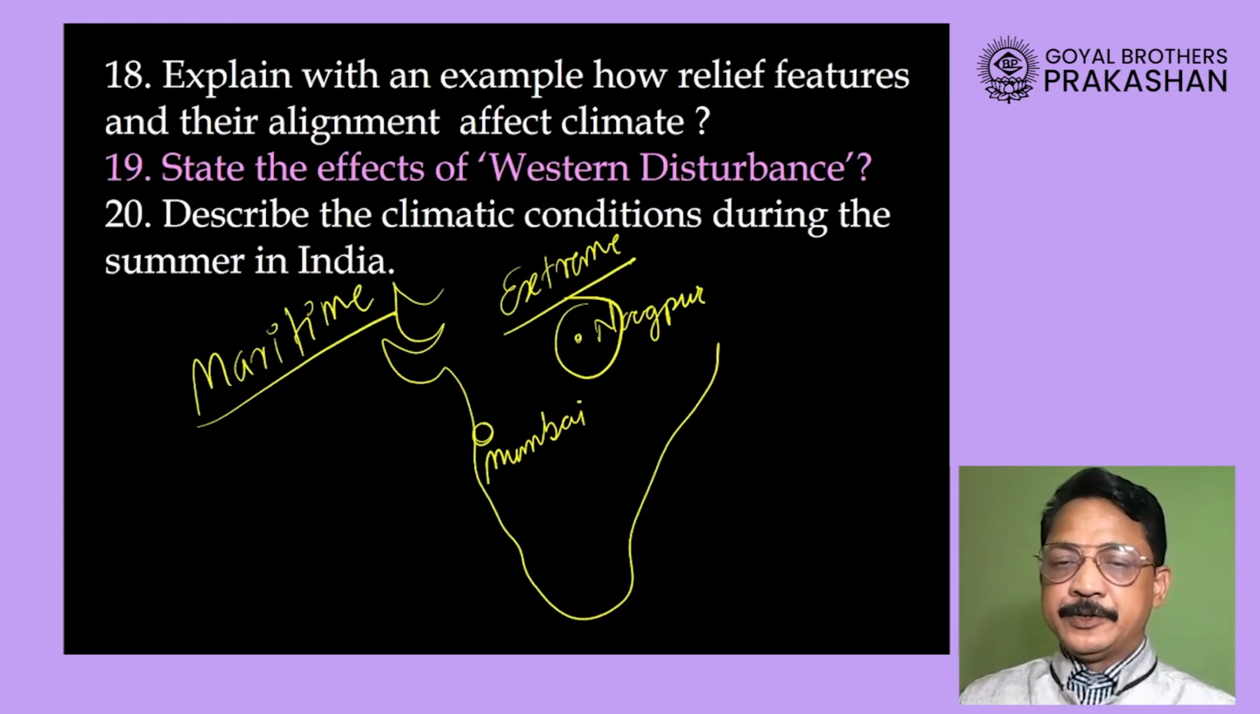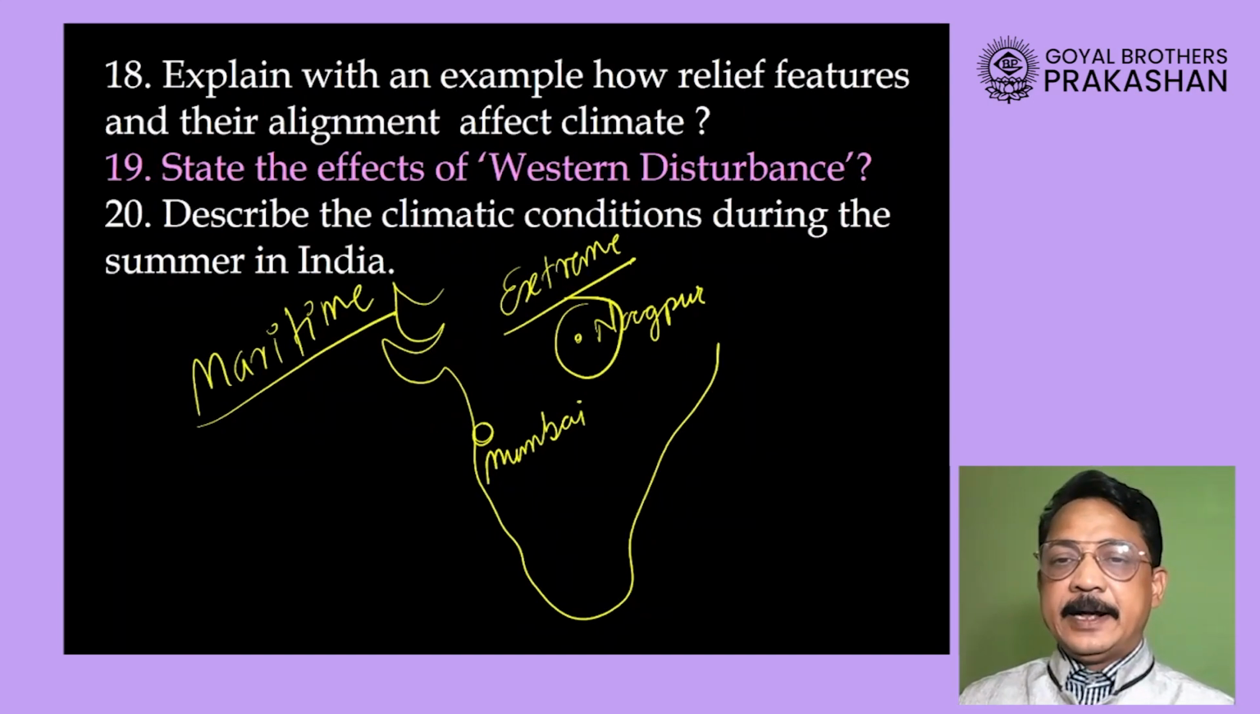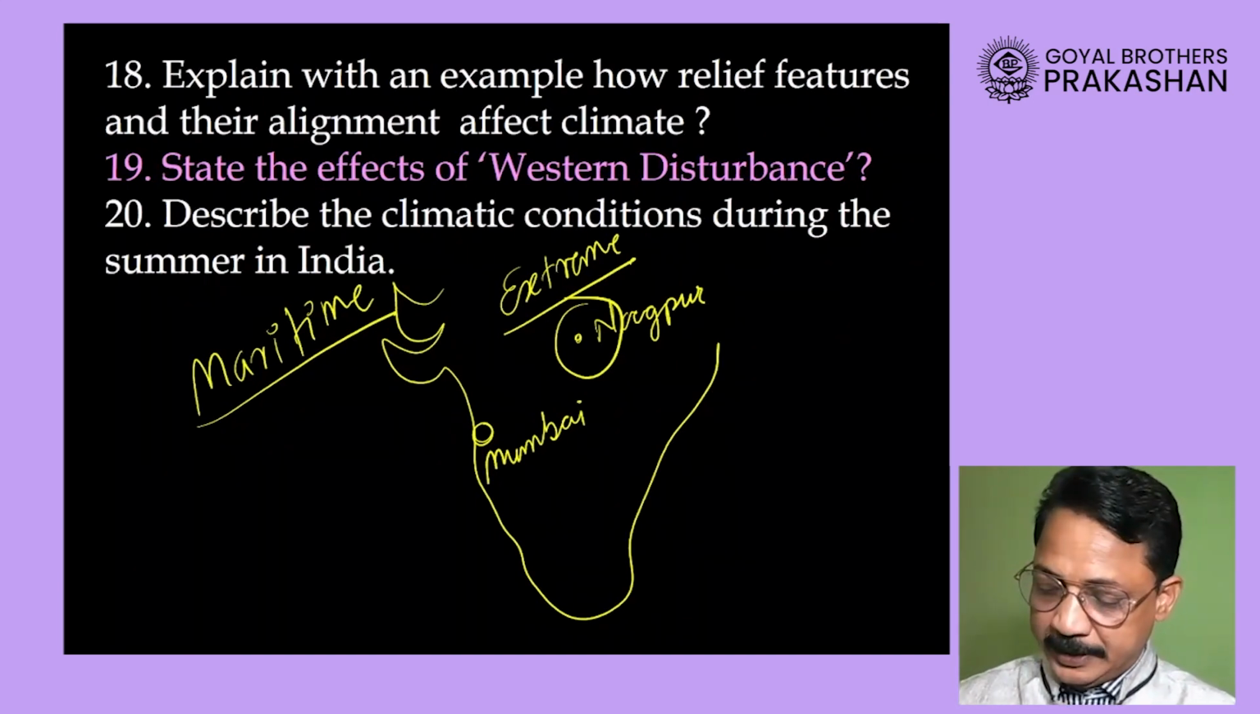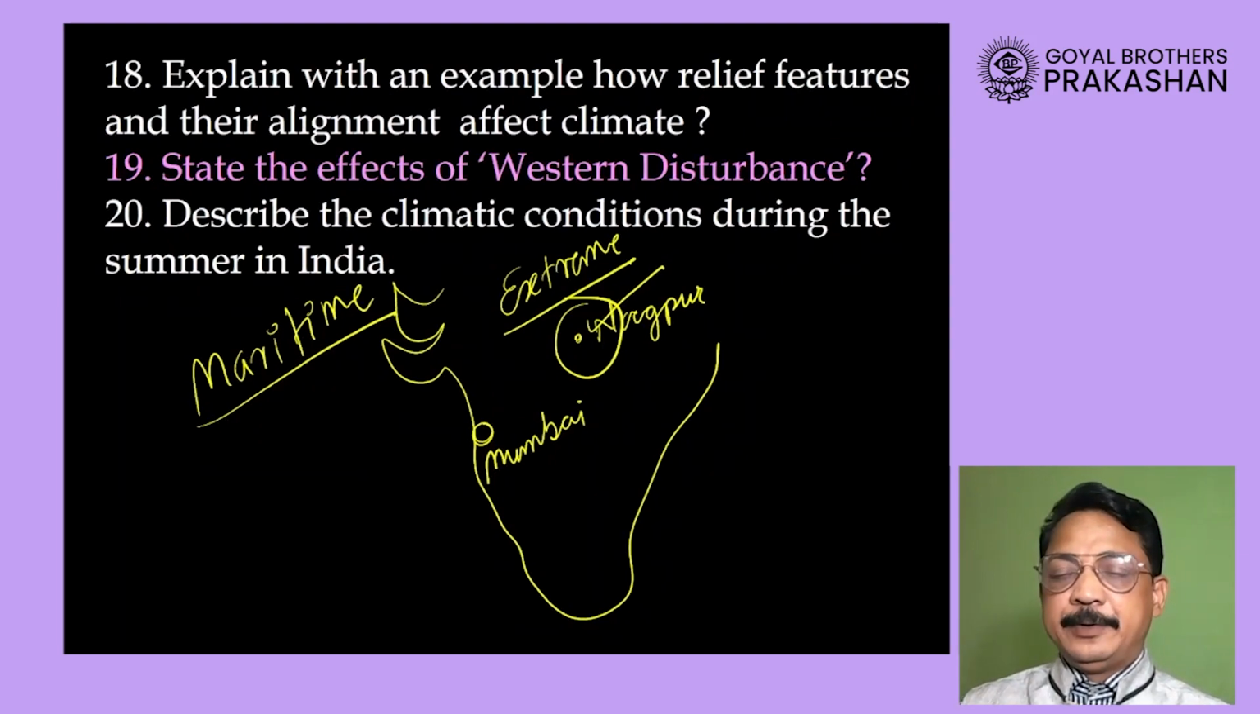Maritime climate means here the temperature is neither too high nor too less during the entire year, whereas in the places which are located away from the seashore, there during the winter temperatures are very low, and during summer the temperatures are very high.